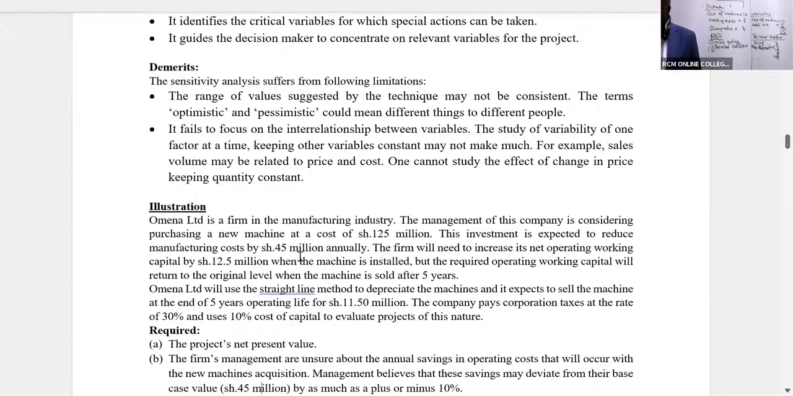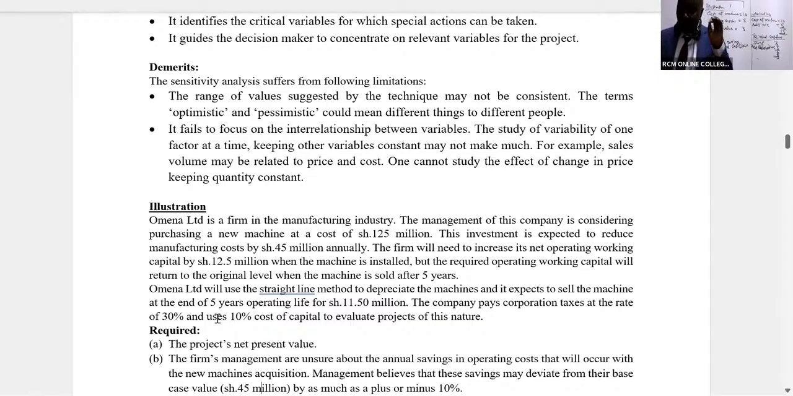The firm will need to increase its net operating working capital by 12.5 million when the machine is installed. But the required operating working capital will return to the original level when the machine is sold after 5 years. Omena Limited will use the straight line method to depreciate the machine, and it expects to sell the machine at the end of its 5 years operating life for 11.5. The company pays corporation tax at the rate of 30% and uses 10% cost of capital to evaluate projects of this nature. What percentage of tax have they told us?